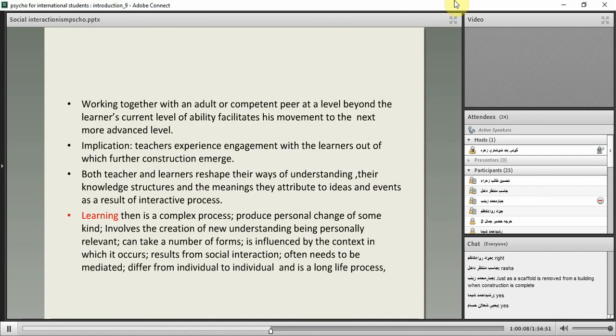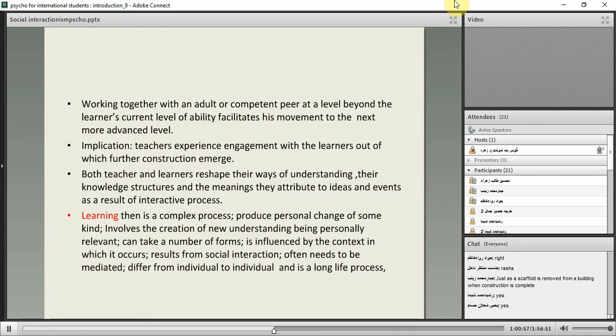And based on these concepts, that is the concepts of mediation, right, and scaffolding and zone of proximal development, we can deduce in fact that learning is not a simple process, but it's a complex process. It's a matter of learning, unlearning, structuring, restructuring, right? We will produce personal changes of some kind, and it involves learning, creation of new understanding, being personally relevant. And learning can take a number of forms.